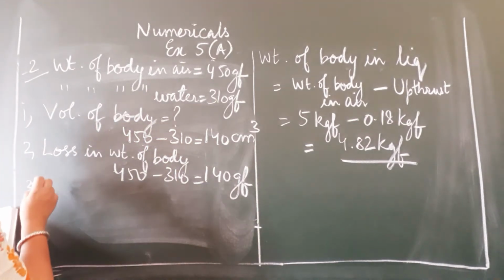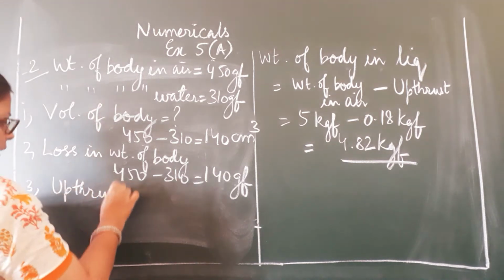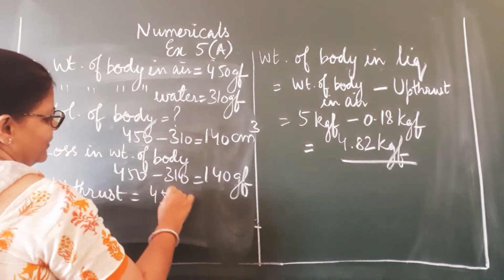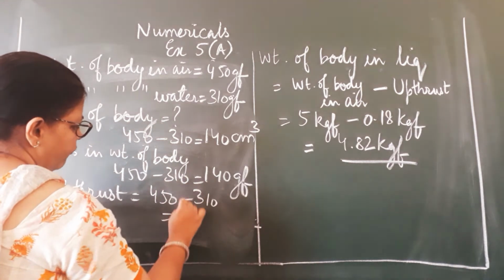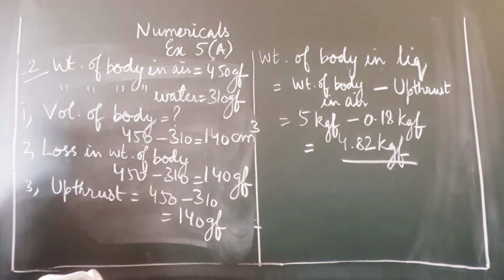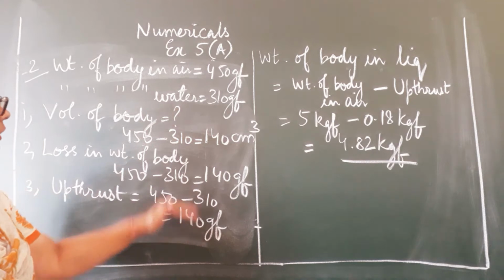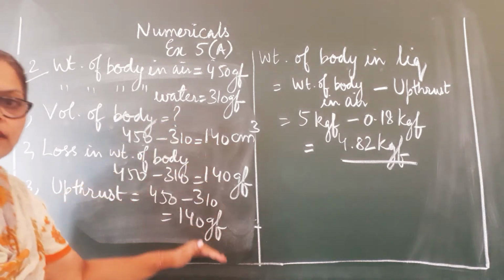And the third part of the question is you are supposed to find out the upthrust. Now upthrust is again equal to 450 minus 310, and that is 140. Because it is upthrust, the unit is GF again. So these are the three things. You can have a look. This question is having the same answer every time.